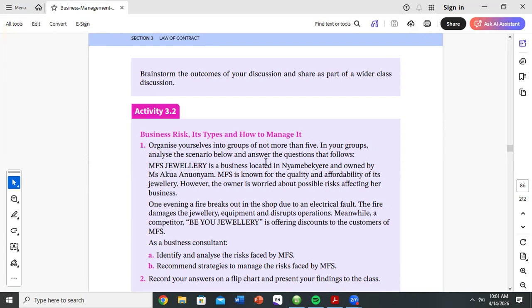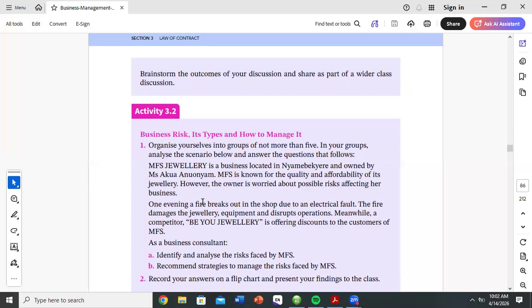Activity 3.2 Business risks, its types, and how to manage it. 1. Organize yourselves into groups of not more than 5. In your groups, analyze the scenario below and answer the questions that follow.